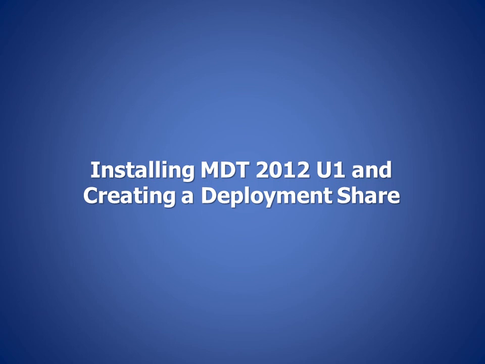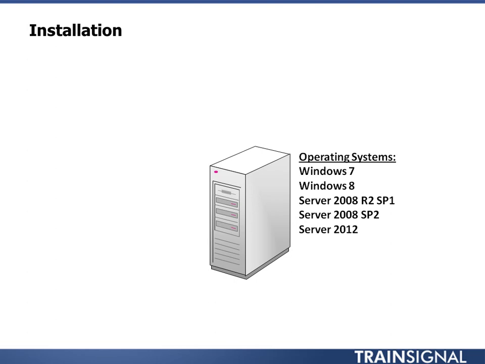First, we need to install MDT and create a deployment share. MDT can be installed on any of these operating systems, from Windows 7 all the way up through Server 2012. I always recommend installing MDT on a server operating system. It just makes it easier down the line when you want to integrate MDT with other products, like Windows Deployment Services for PXE boot solutions.